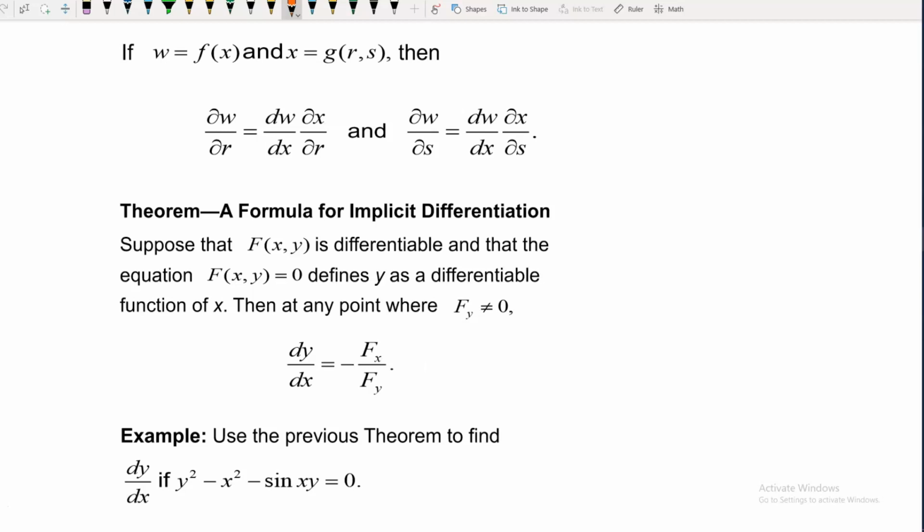The formula for implicit differentiation: suppose that capital F of x, y is differentiable and that the equation capital F of x, y equals 0 defines y as a differentiable function of x. Then at any point where the partial derivative of capital F with respect to y is not equal to 0, the derivative of y with respect to x is equal to negative the partial derivative of capital F with respect to x over the partial derivative of capital F with respect to y.